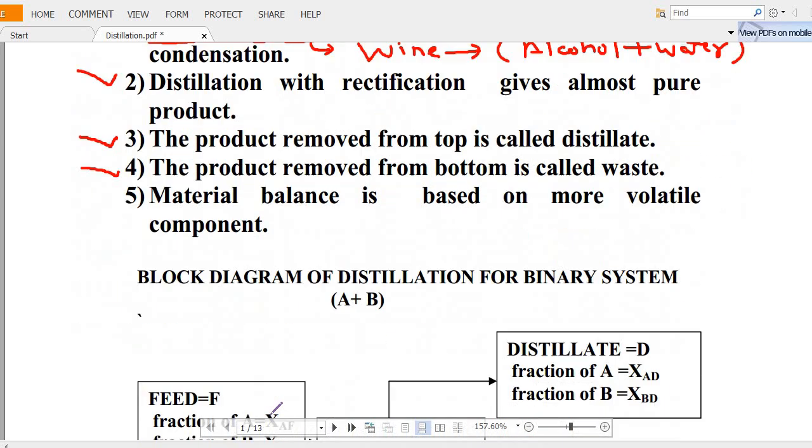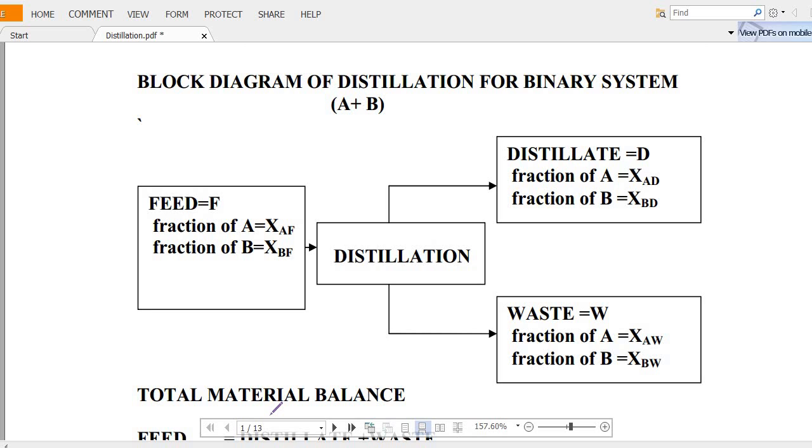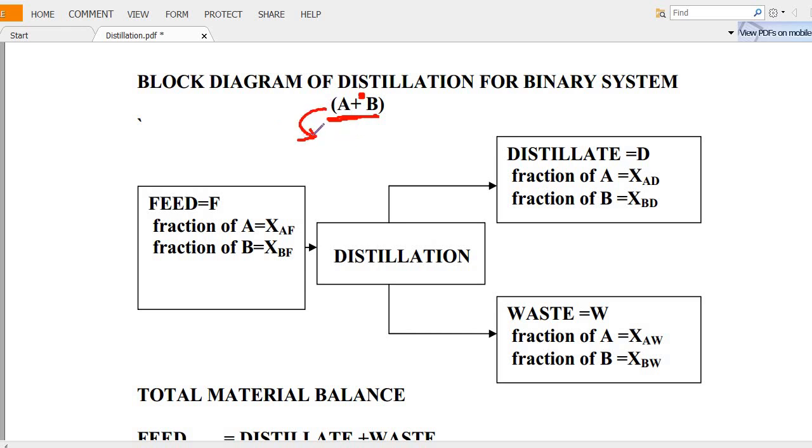Now please observe this material balance, and with this you will get the percentage recovery and other information. Here we have the block diagram of the distillation column. There are two components, A and B. Just for explanation, we are considering component A and component B. The component A is the more volatile component.